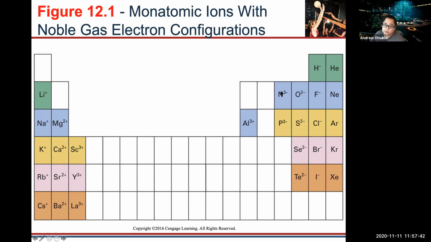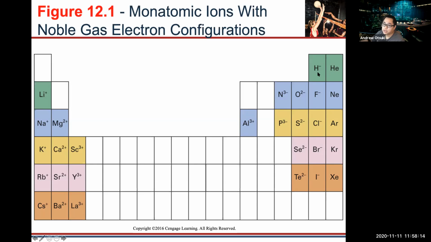Remember group 5: if you subtract 5 from 8, it's 3. So they want 3 electrons right here. Group 6, 6 from 8 is 2, so these elements want to take 2 electrons. And group 7 elements are 1 away from 8, so they want to gain 1 electron to form electron configurations close to neon.